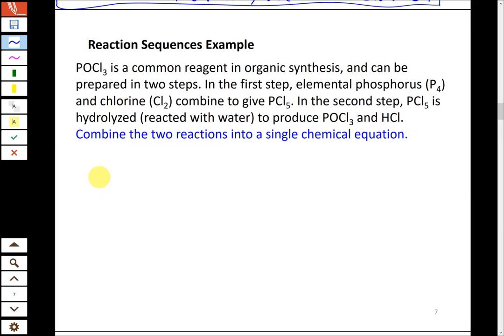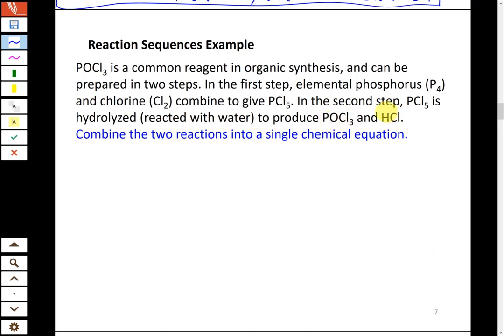Just combining the equations before we get into how delta H works. So we have this reagent here, POCl3. It's called phosphorus oxychloride. It's a common reagent in organic synthesis, and it can be prepared in 2 steps. In the first, you take elemental phosphorus, which has the formula P4, and chlorine gas Cl2. Those combine to give PCl5. In the second step, PCl5 is reacted with water to produce that compound POCl3 and release HCl.